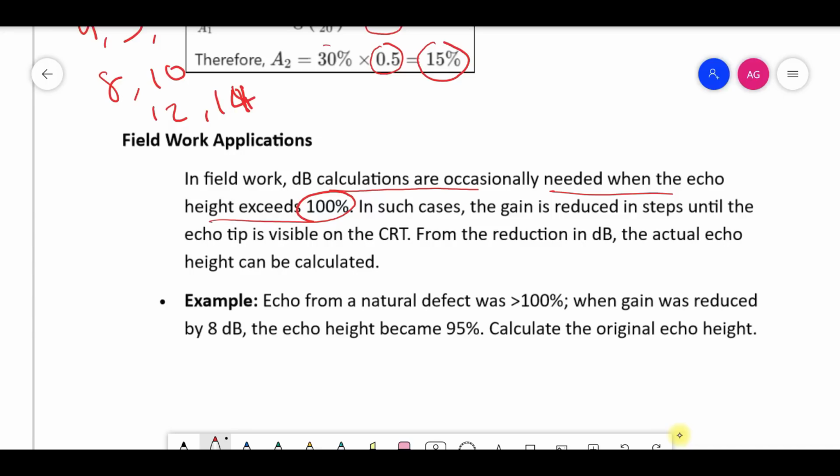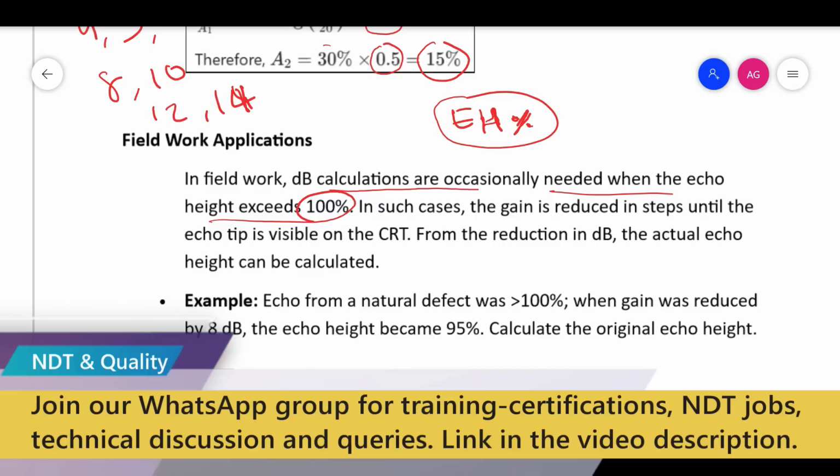Currently, the echo height option is also available in the newer machines. If you take the gate above whatever echo is there, it also shows the echo height percentage. But this option was not available in the old machines. So if the echo is more than 100%, the echo height percentage will not be visible. In that case, use this calculation.